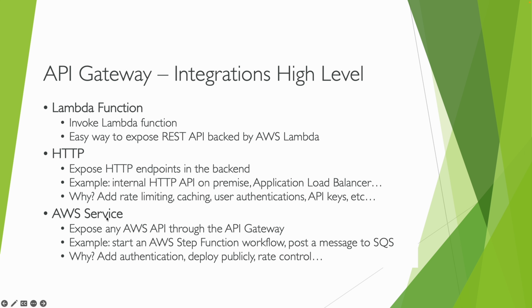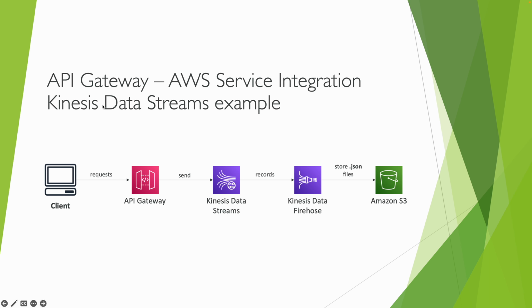So you can expose them to many other AWS services. You can expose any AWS API through API Gateway. For example, you can start an AWS Step Function, we'll see what Step Functions are. You can start an AWS Step Function, or post a message to an SQS queue, or send emails, and you can do all of this with API Gateway by integrating with AWS services. Okay, so these are some use cases where you use API Gateway and integrate it, at a high level. So you can understand here.